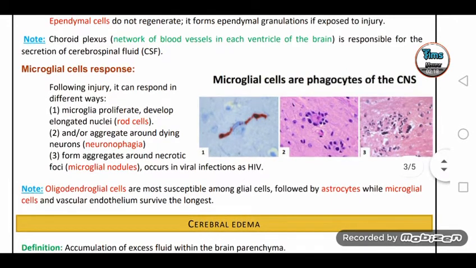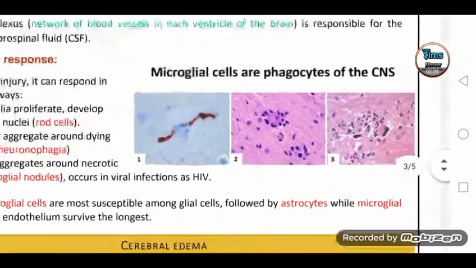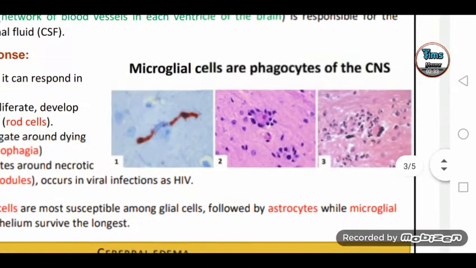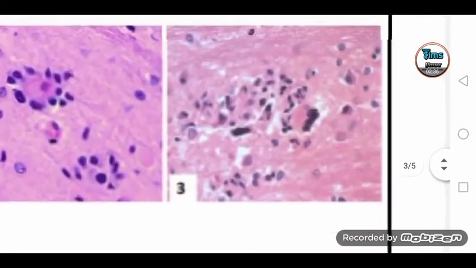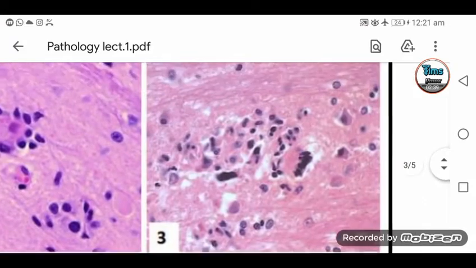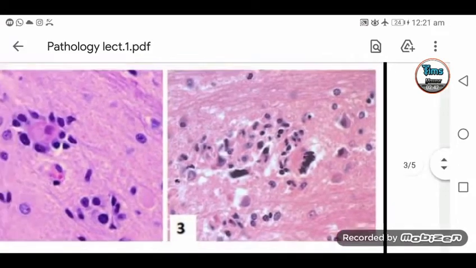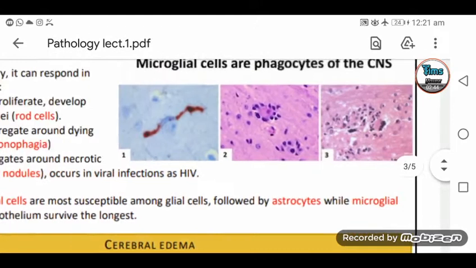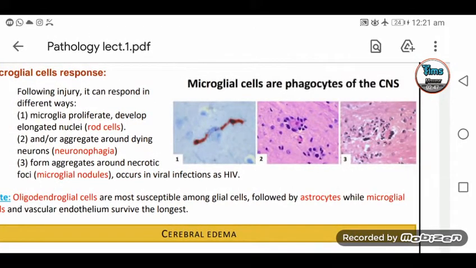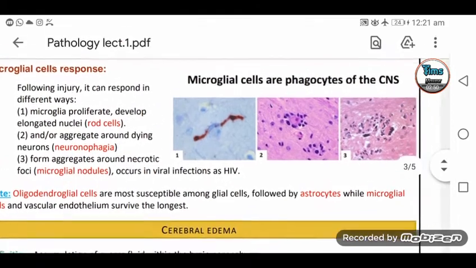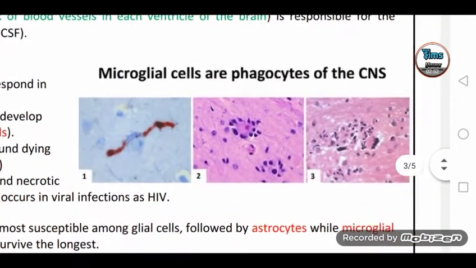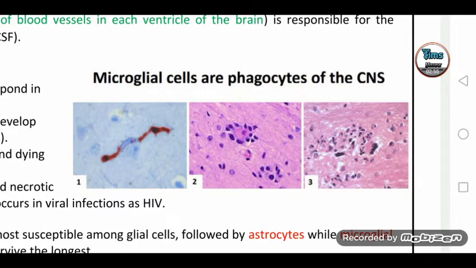So the microglial cells, after any viral infection that leads to dying neurons, aggregate around the necrosis, the part where the necrosis occurs. As you can see here, can you see the microglial cells? They aggregate, okay, to form microglial nodules. So when you see this third picture, you know that there is a viral infection somewhere, such as HIV.